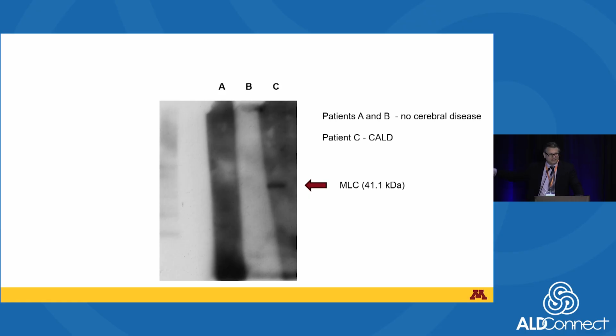So, just to cut right to the chase, let me show you an example. Two boys, this is their serum on the blot. These boys don't have cerebral disease, A and B. Boy C has bad cerebral disease. And lo and behold, he has a whole bunch of antibodies to MLC1. So we thought, oh, well, that's pretty interesting. Let's screen a bunch more.